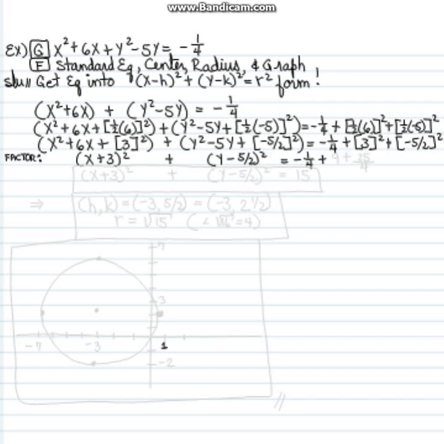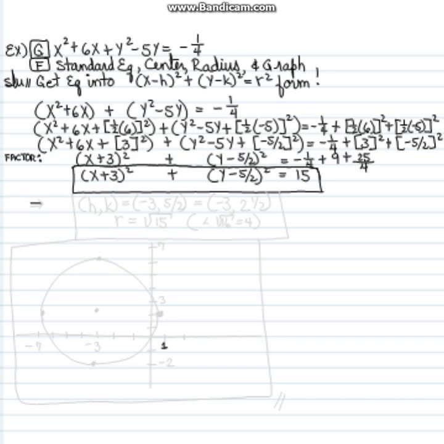So you're going to be adding 9 plus 25/4. Need a common denominator to put those together. So we have (x plus 3) squared plus (y minus 5/2) squared equals 15, when you get the common denominator and add everything on the right side.